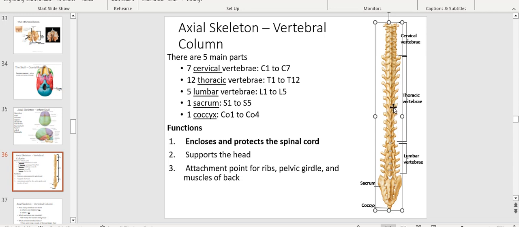You'll see that there's a lot more going on. You have rib attachments here. These guys are a little bigger. They can take a little bit more stress. They are heavier and tougher.